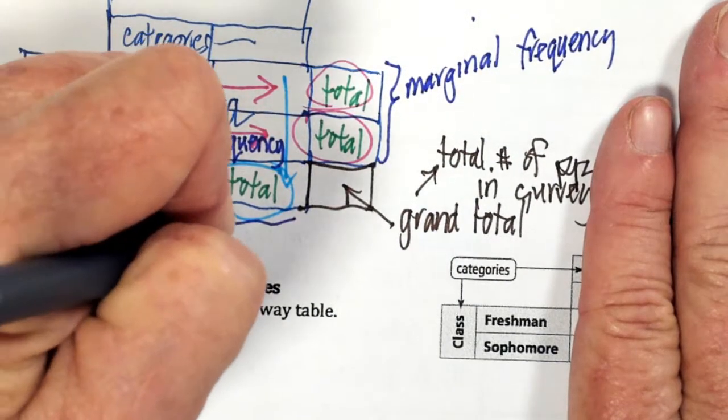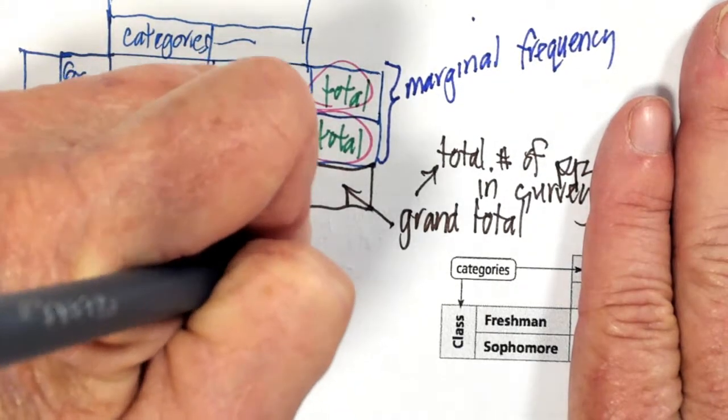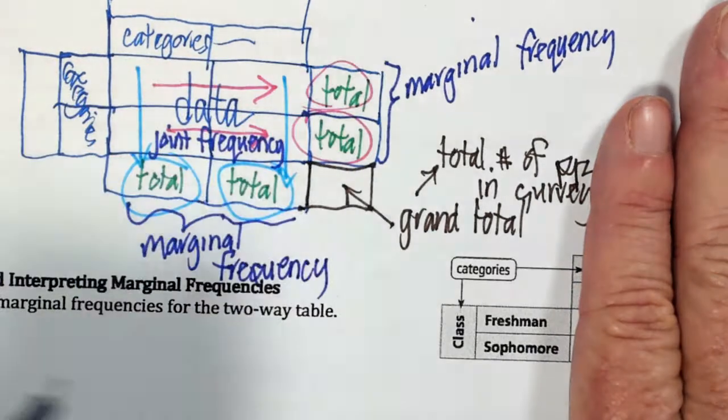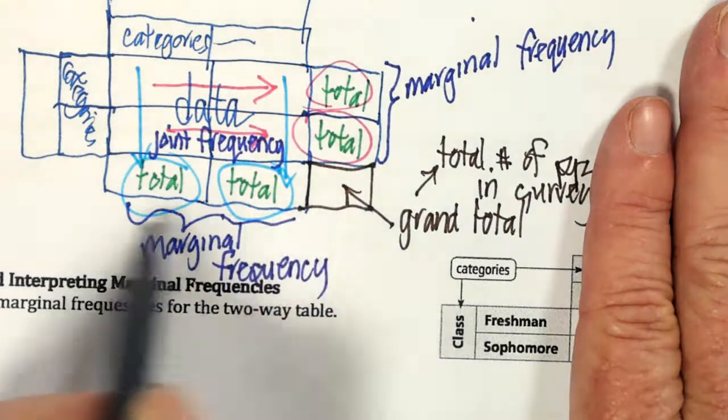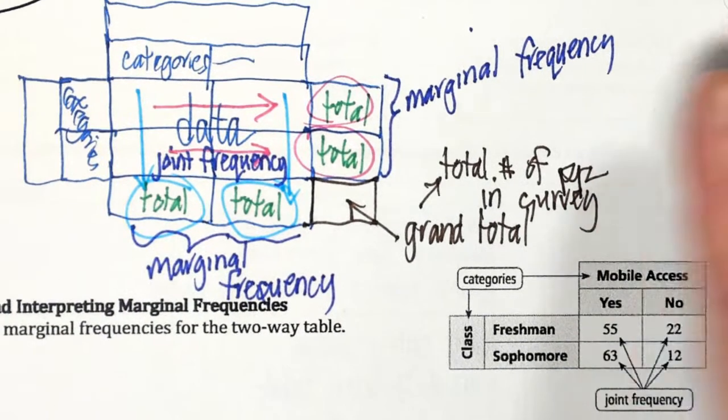And one of the things I talked about today in class is that if you think about the margins along the table, so these are considered my margins. They go outside of my data. So it helps me kind of remember the word margin, marginal.